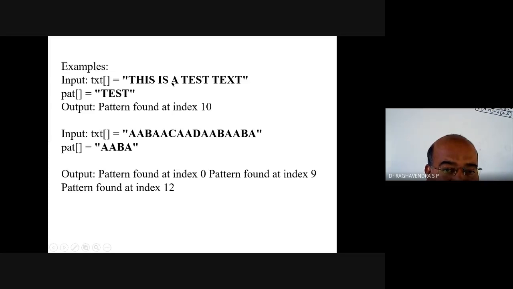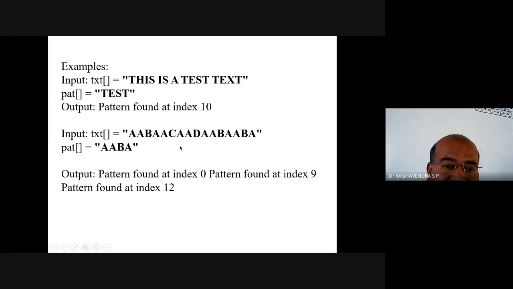S is a mismatch. Then we have a match here. T will be matched with T, E will be matched with E, S will be matched with S, and T will be matched with T. So if you count the positions, suppose this is 1, this is 2, this is 3, this is 4, and this is 5, 6, 7, 8, 9, and 10. Okay, so this will be the position. So that is why it will be given as a text.